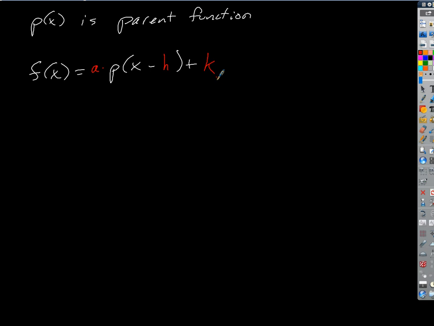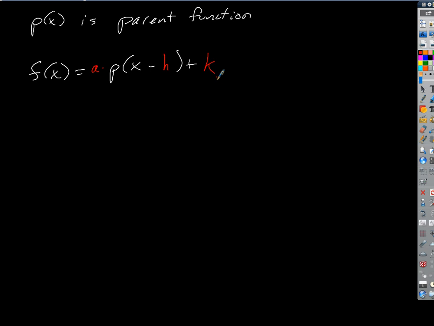The H is this movement. Okay, it's horizontal. K is the vertical shift, or translation. And what's A again? The one that you can manipulate. A does a couple things, doesn't it?